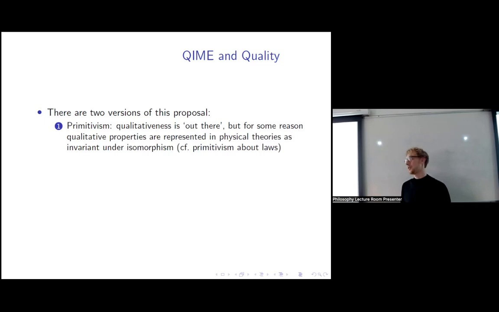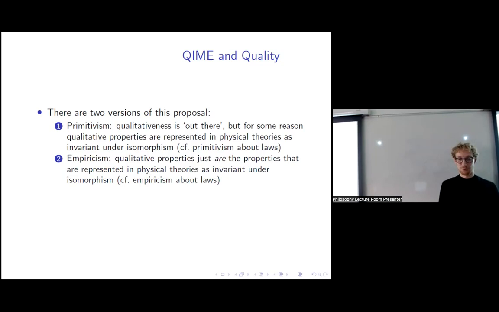So one thing might be just good old inductive reasons. We might think, so far, for all the cases where we've had a clear idea of when one property is qualitative or not, it seems that the qualitative ones are always represented as invariant under isomorphism, and then we might generalize from there and say, well, maybe that's going to be true for all of physics.